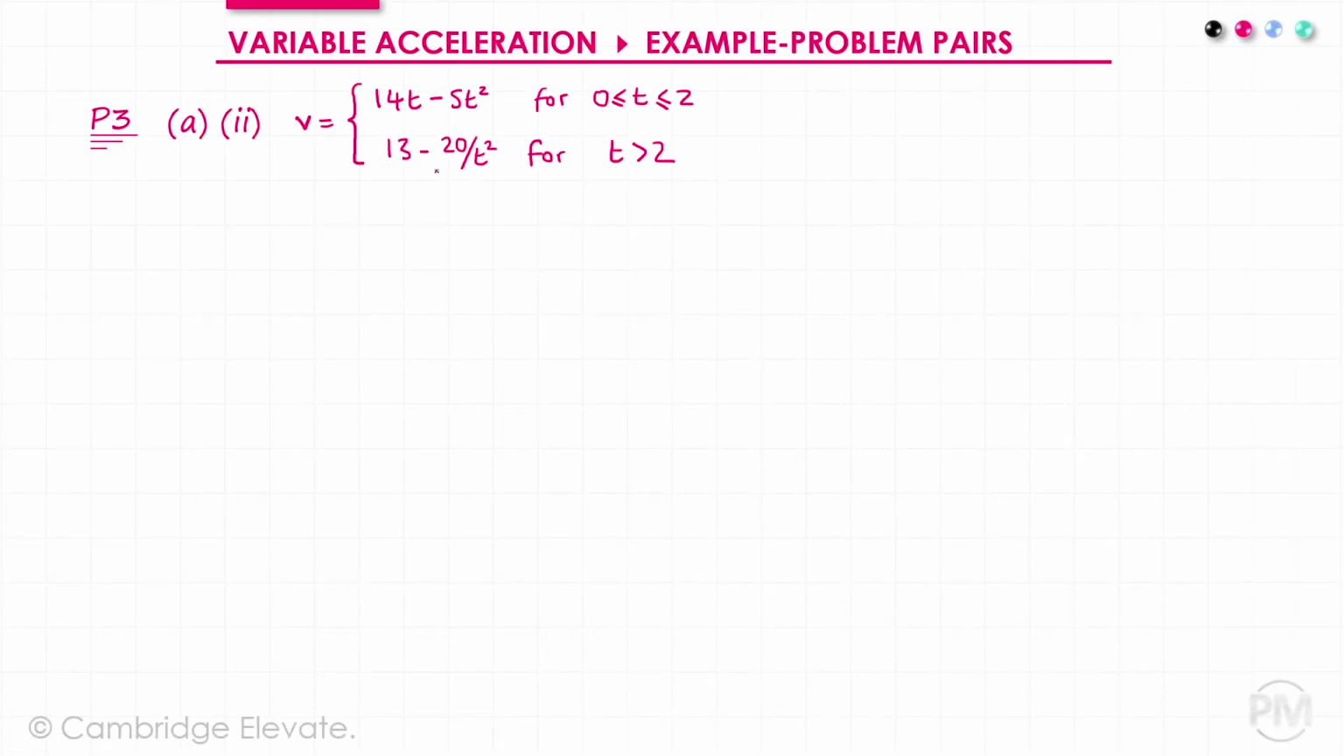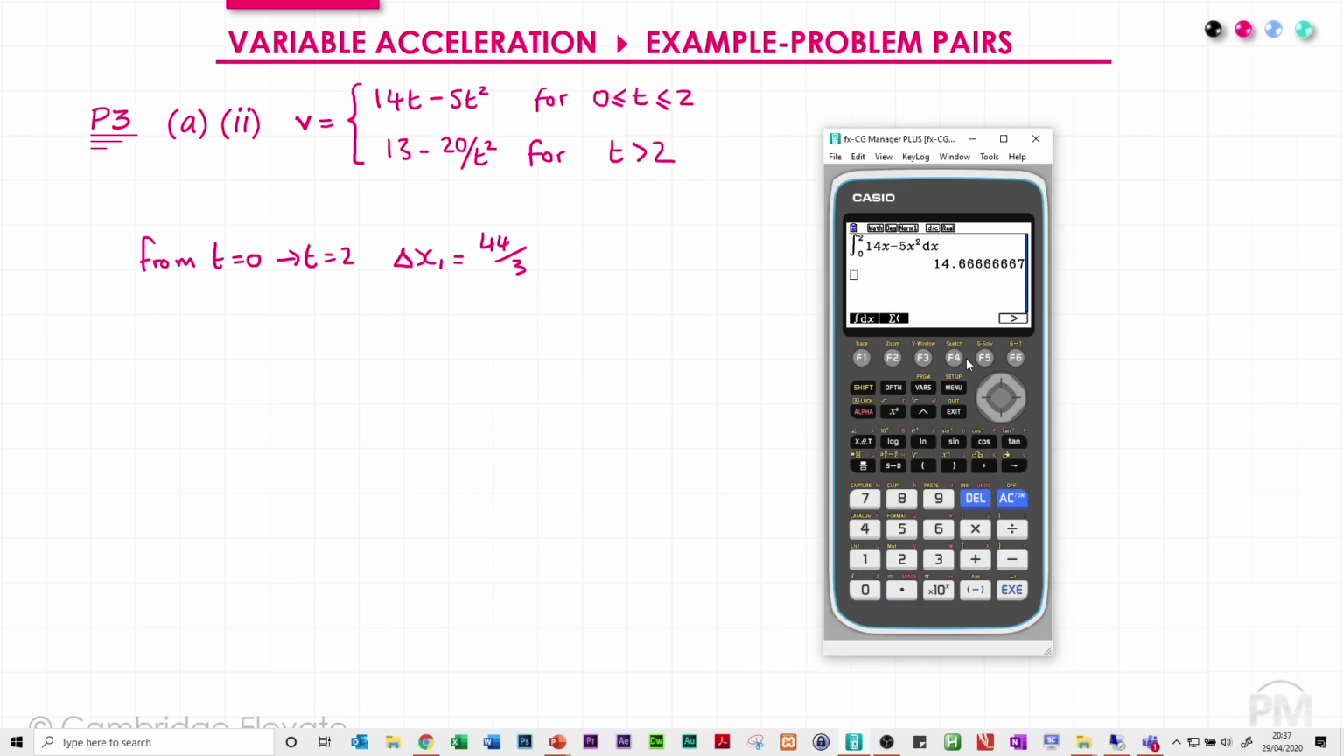In part 2, we need to find the displacement at t equals 5, which means we need to use both functions. First of all, we know that from t equals 0 to t equals 2, the change in displacement, we'll call it x1 in this case, is going to be 44/3. Before we go ahead and do the next calculation, I just want to spend a bit more time practicing drawing these on the graphical calculator. So we'll do it a bit quicker this time. The first function, we've got 14x minus 5x squared.